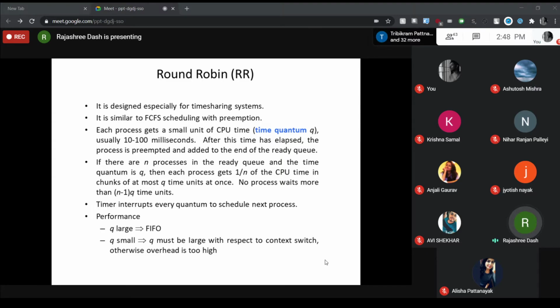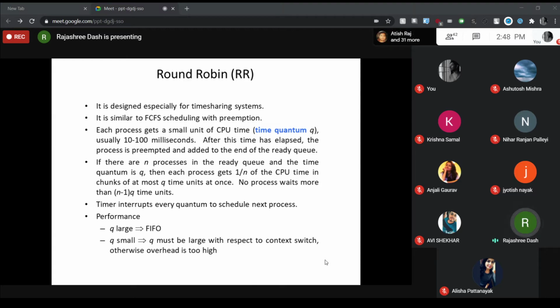If the time quantum, represented with the notation q, is too large, then the round robin scheduling algorithm works similar to first come first serve scheduling. If the time quantum is very small, then the round robin approach is called processor sharing, and it appears to the users as if each of the n processes has its own processor running at 1 by nth speed of the real processor.